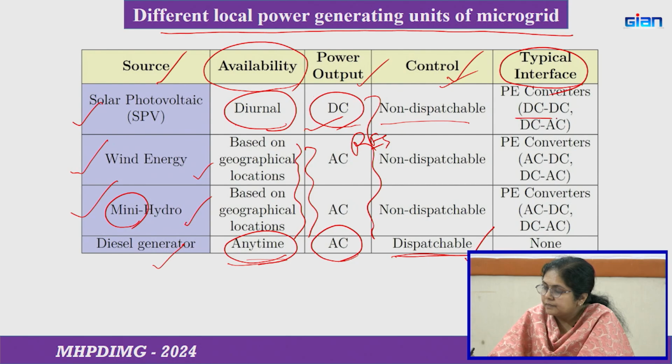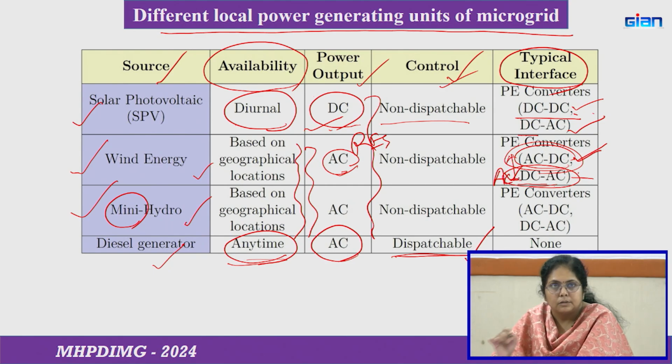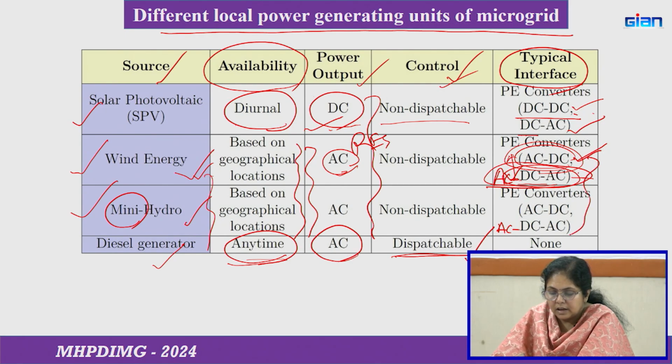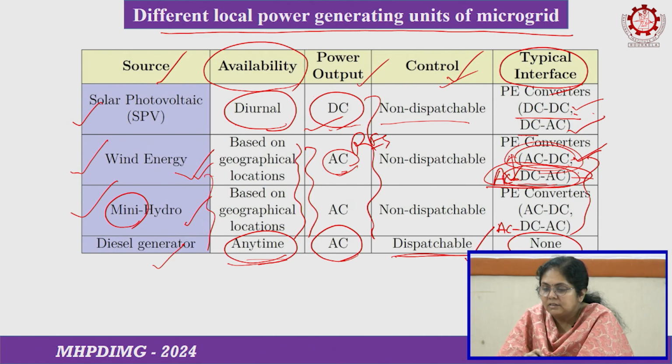Now the power electronics interface. If a DC output is connected to a DC bus, we need a DC to DC converter. If a DC output is connected to an AC bus, we need an inverter. When the output is AC and it is connected to a DC bus, we need a controlled rectifier. Sorry, here it is just opposite: for AC output connected to a DC bus, it is the controlled rectifier, and for AC output connected to an AC bus, there will be a bidirectional or two-stage converter, AC to DC and again to AC. The case is similar for mini hydro and wind, which have almost similar types of power electronics converters. For the diesel generator, we do not need any power electronics converter. So, this is about the local power generating units.